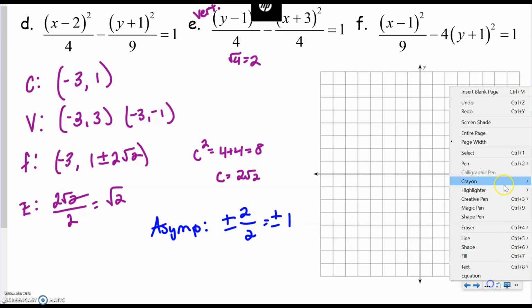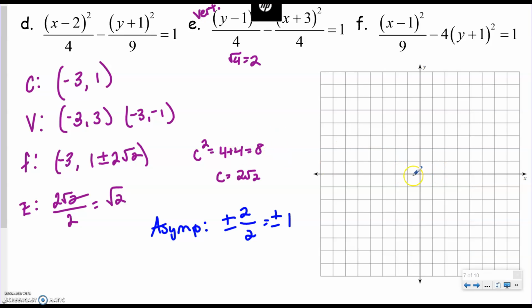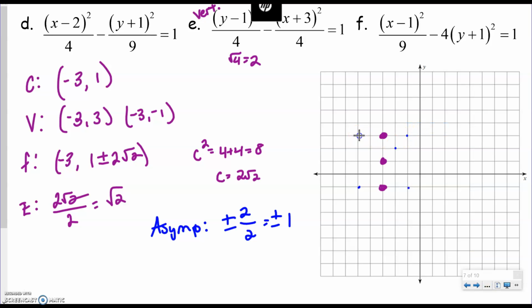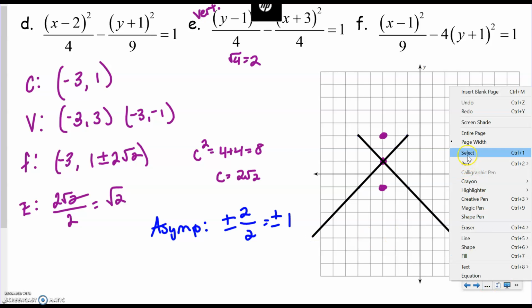Okay, plotting this, I have a center at -3, 1. I have vertices at -3, 3, and -3, -1. I'm going to go ahead and draw my asymptotes in. So from my center, I'm going to go up 1 over 1, up 1 over 1, both directions. So I'm really kind of creating a square or a rectangle in this one. And I'm going to draw those in. And I'm just going to leave them black this time, save myself some time. Extend those a little bit.